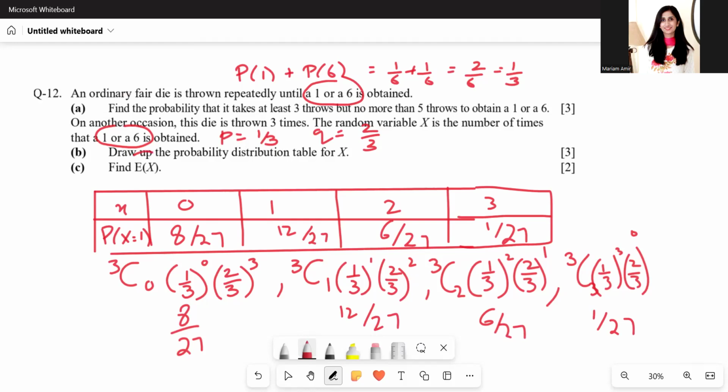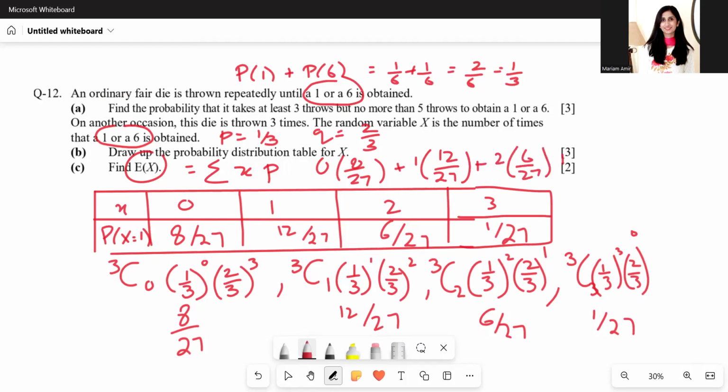Next, we have to find the expected value. It has a formula given in the formula sheet, which is just x times p. So we're going to multiply each x with its probability and keep adding them. So that gives, I'm sorry, that gives a 1 actually. This is equal to 1.